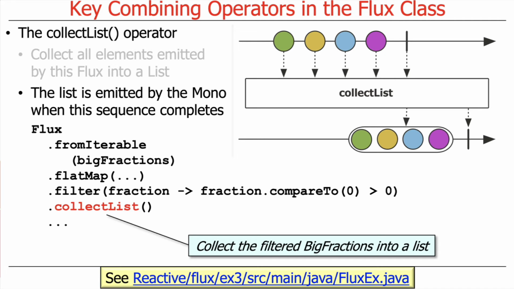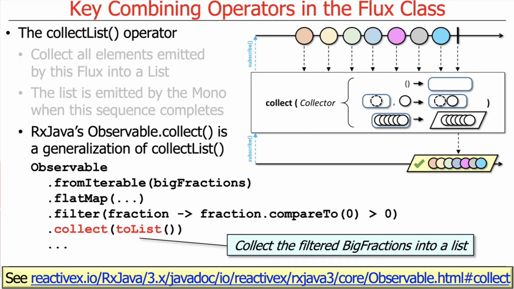We take a list of BigFractions. We do something to them with flatMap. Let's ignore what that is. We then go ahead and get rid of all the fractions; we only allow fractions that are greater than 0. That's what the filter is doing. And we collect the results into a list. So we get a Mono of a List.